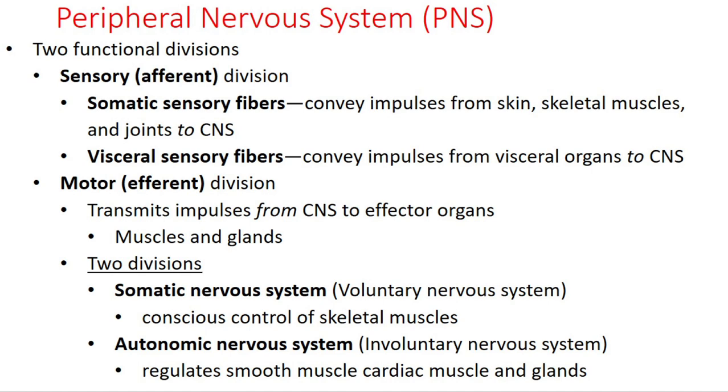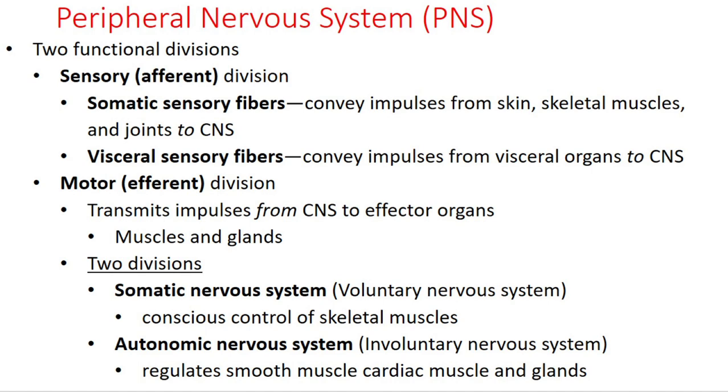But there's also visceral sensory fibers that convey impulses from visceral organs to the central nervous system. Again, they're called visceral sensory fibers because they convey information from organs, generally called viscera. Now that's the sensory or afferent division. Afferent signals are always sensory, and they always arrive or go to the central nervous system. But there is also the motor or efferent division of the peripheral nervous system. So this is going to go in the opposite direction. These signals will exit or leave the central nervous system and instead go to effector organs like muscles and glands.